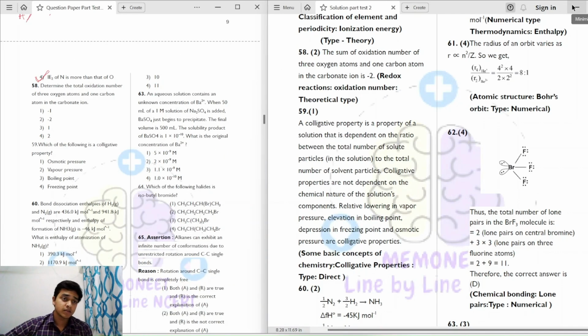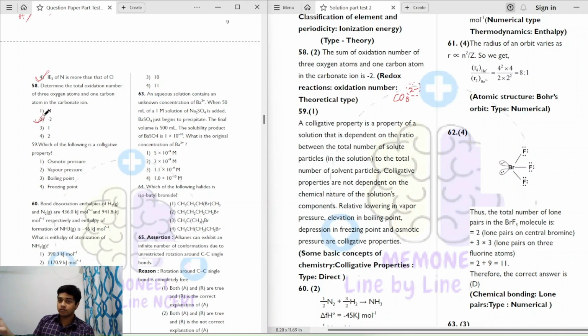Moving on to the next question. The question says, determine the total oxidation number of 3 oxygen atoms and 1 carbon atom in the carbonate ion. So they are talking about the carbonate ion. We know the carbonate ion is CO3 2-, right? And they are talking about the total oxidation number. The total oxidation number of a molecule is the same as the charge that it is carrying, which is the total sum of the oxidation numbers of the individual atoms. So the correct answer will be -2.